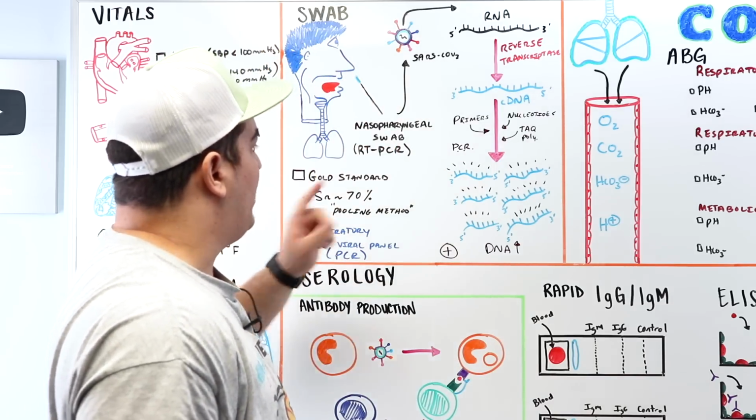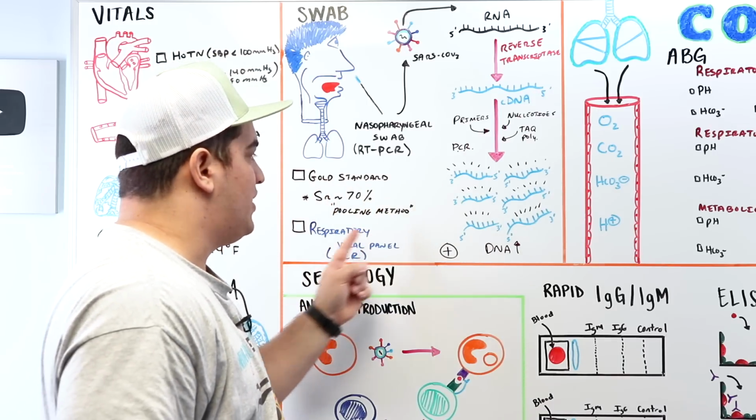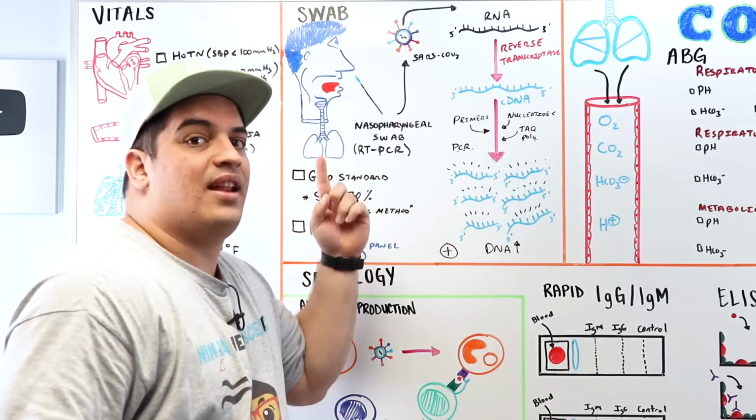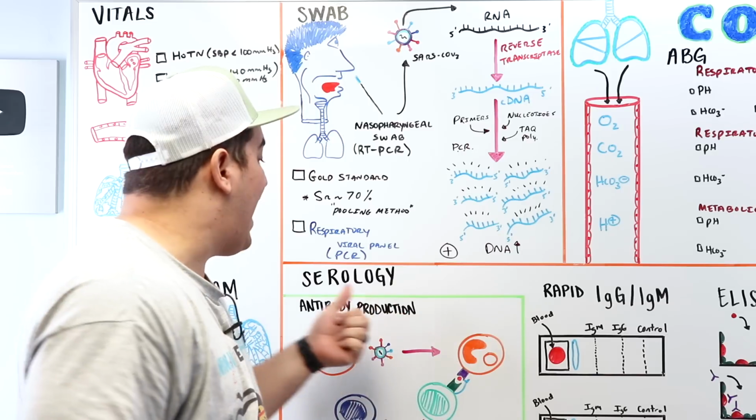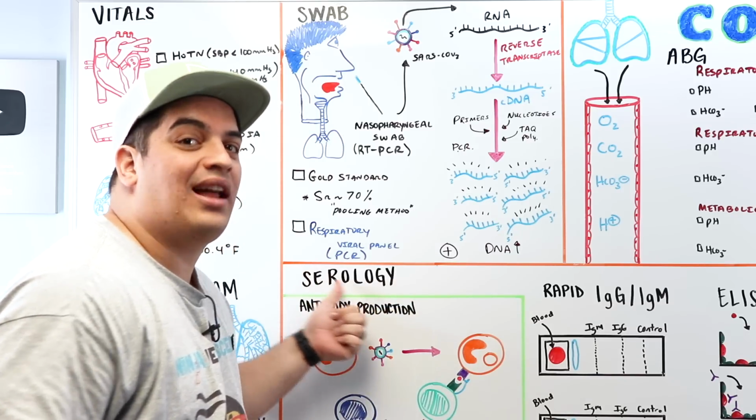So now that's one thing. We can do this swab, but again, I want you to remember that there's a sensitivity of 70%. That leads us into the next thing that the research is showing. We can add in what's called serology.